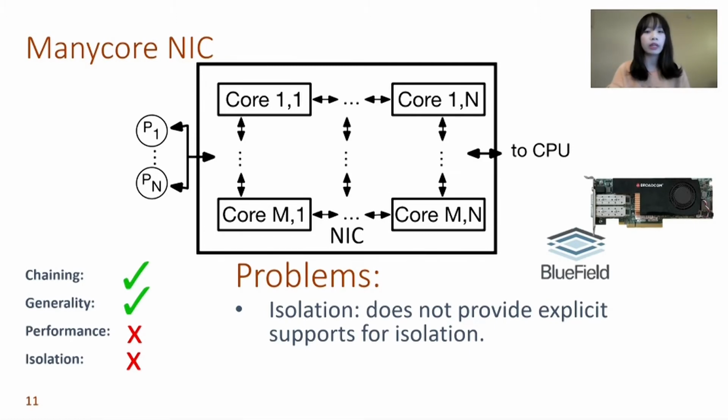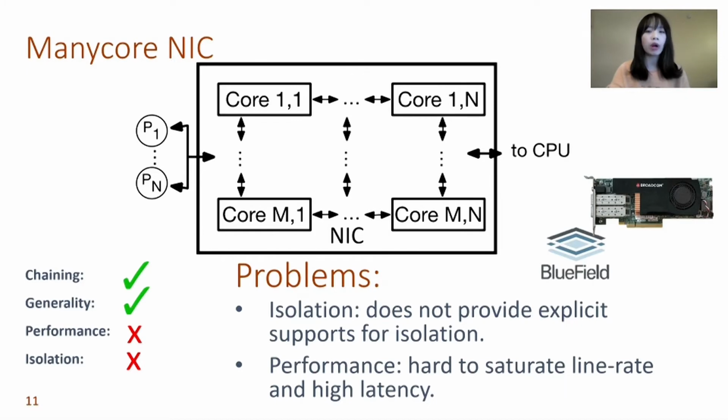Besides, Manycore NIC also suffers from performance issues. This is because the CPU cores are involved when the NIC is doing packet routing and scheduling, and it will add significant packet processing latency.